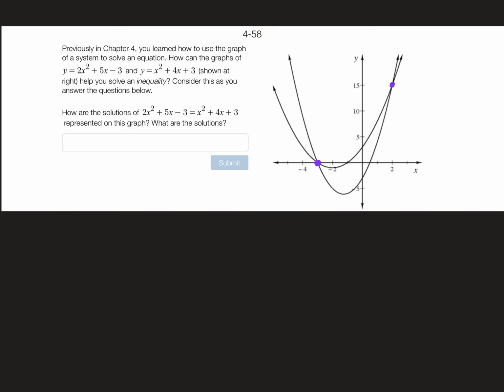So it looks like we have maybe the point (2, 15) and the point (-3, 0). So our solutions to this equation are just going to be x equals 2 and x equals -3, because that equation just has x in it. So we would only need to identify the x values as the solution.